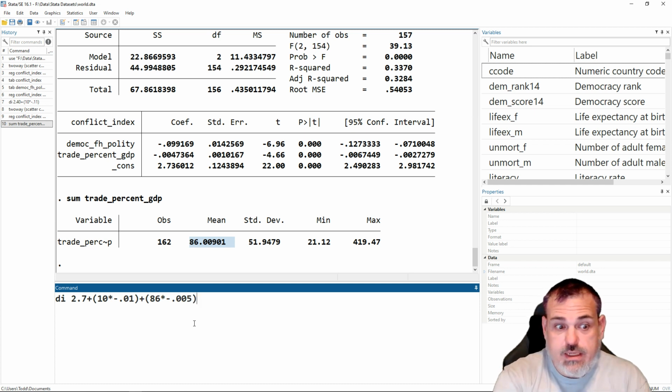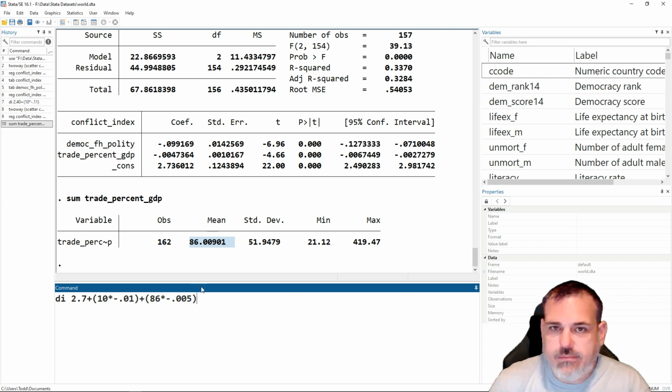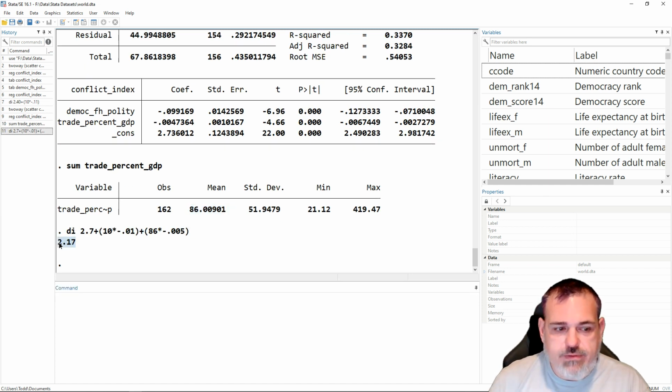So this should get us the average y value, so the average value on conflict for a country that has the highest score possible on democracy and also the mean score on trade percent. So in essence, we're going to control for this score by making it the mean and look at the effect of this score. So this will give us the predicted y, which would be 2.17.